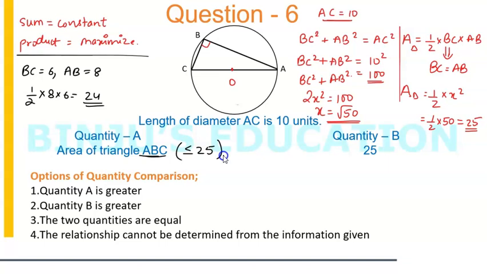Which means quantity A can be equal to 25, or it can be less than 25 also. Which means quantity A and B are equal, or quantity A can be less than quantity B also. So do we have a specific relationship? No, we don't have any specific relationship. Which means our answer is simply 4. That's it.